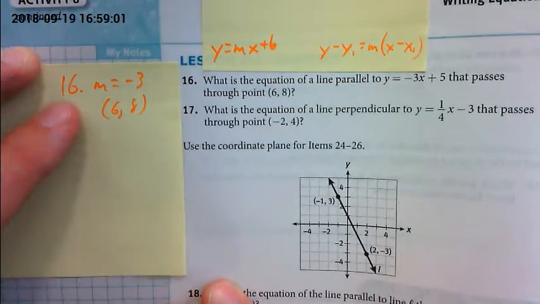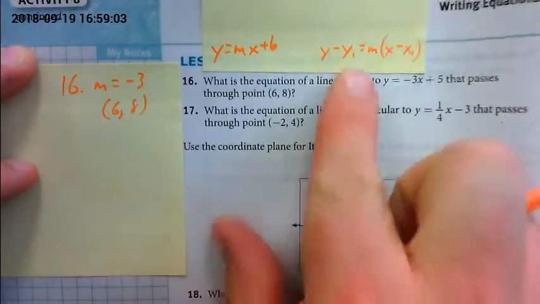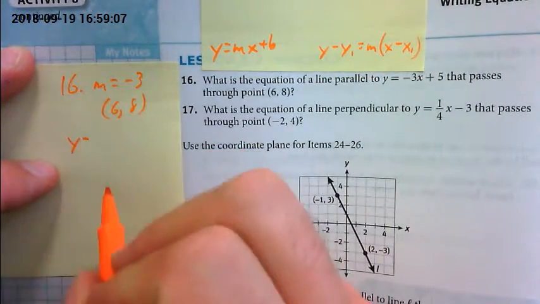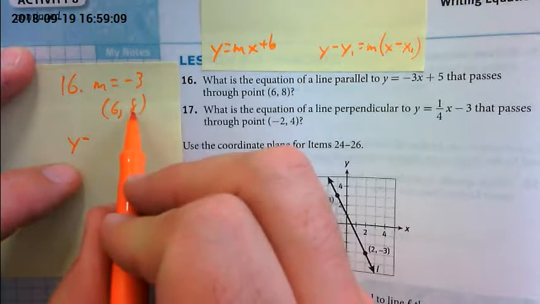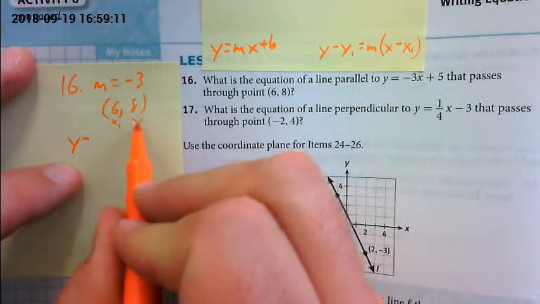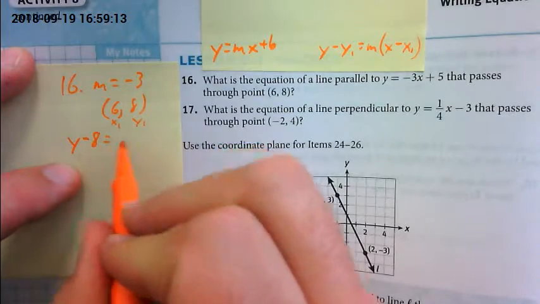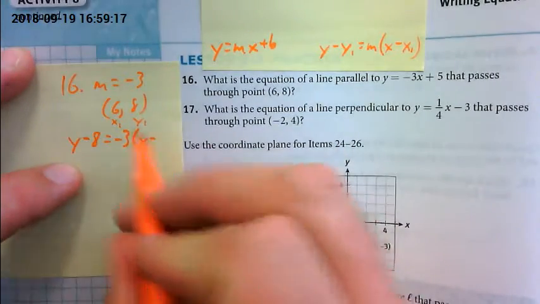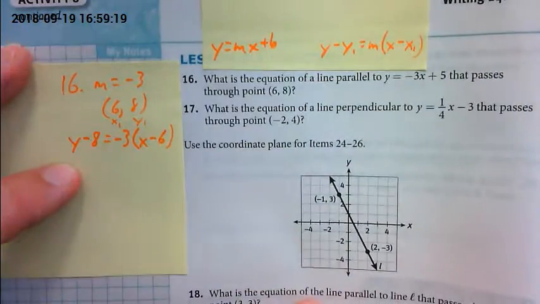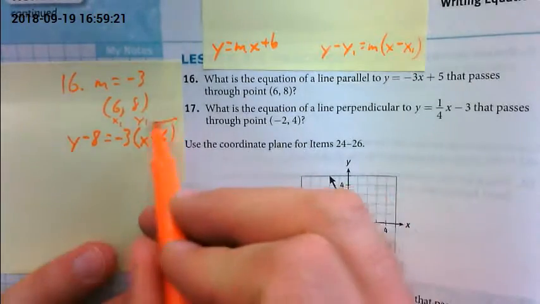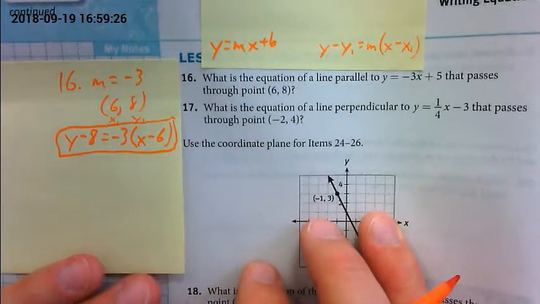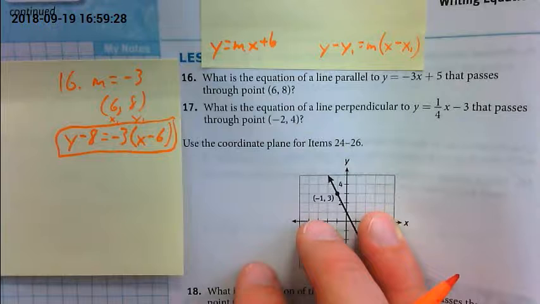So I'm going to use the slope and the point and plug it into point slope form. So I'm going to do y minus y1, which should be the 8. So again, this would be my x1, y1 when I plug it in, equals the slope, -3, times parentheses, x minus x1. And I can leave my answer just like that. I don't have to go any further. Now, if you choose to change it to slope-intercept form, you could. Again, you don't have to go any farther than that.